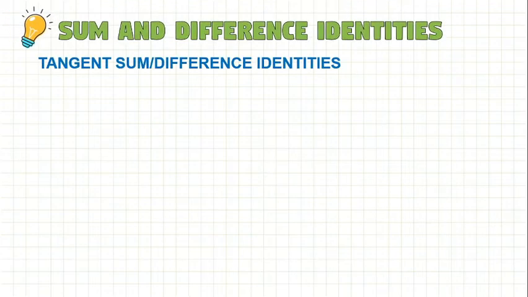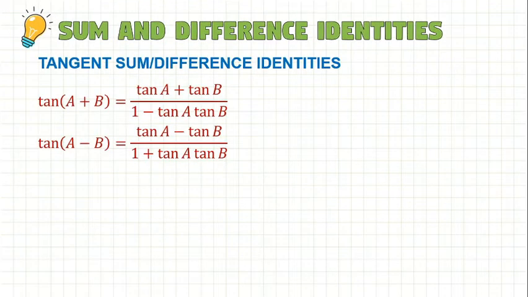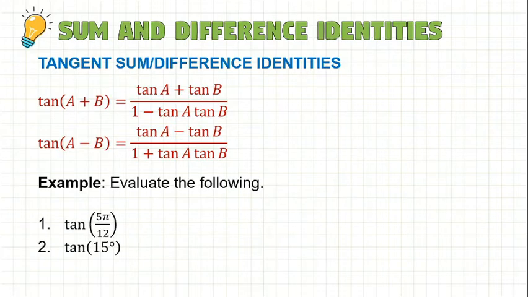Okay? Now for tangent identity, we will have the following formulas. Okay? So that is for tangent of A plus B and tangent of A minus B. Now let us try to apply the following formulas in solving the following expressions. So first, we have tangent of 5 pi over 12, and second, we have tangent of 15 degrees. Okay, so here, tangent of 5 pi over 12, take note, 5 pi over again.